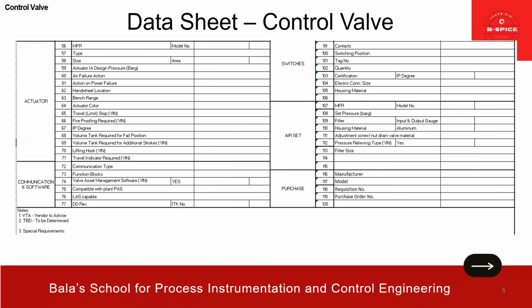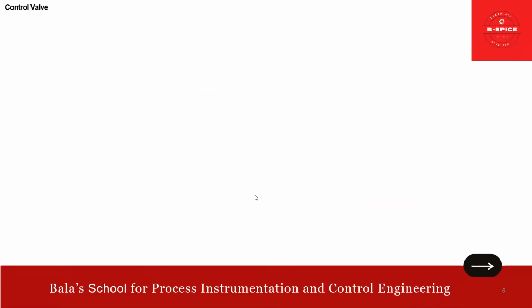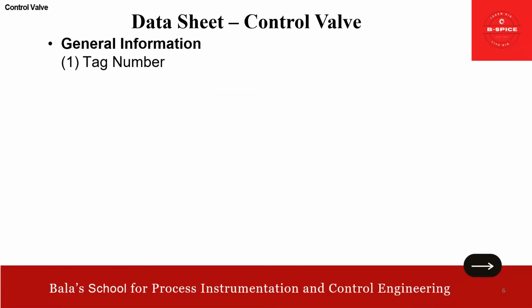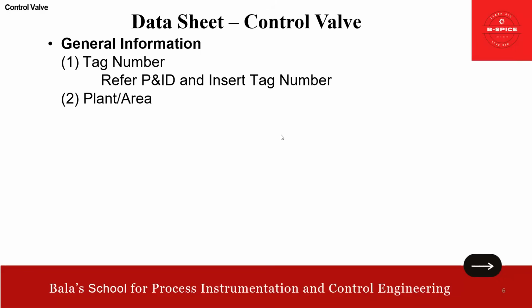Okay, so the data sheet, I hope the look and feel of the data sheet is clear, especially for the beginners, friends. Okay, now we'll move on to the main topic. General information. Under general information, tag number. So where can we get the tag number? Of course, refer to the P&ID and insert the tag number.